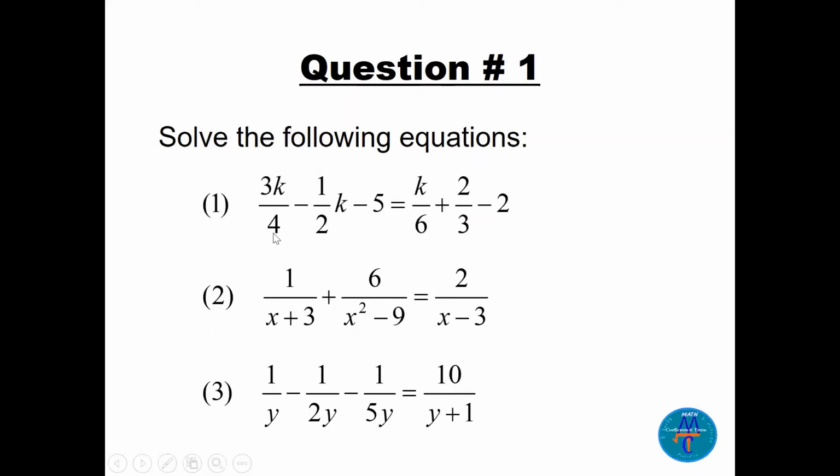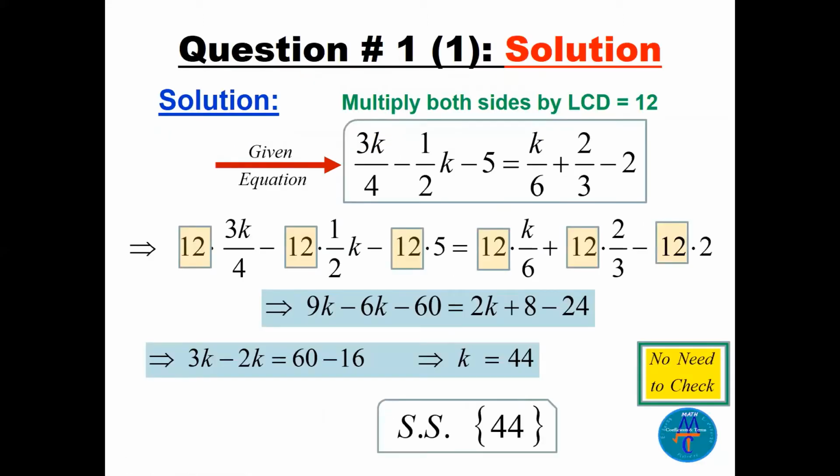So let's see. Look at the first one, second one, the third one. So, nice equations. The first one, we see that the denominators here are constant: 6, 3, 2, 4. Here we have x plus 3. Here we see y, 2y, 5y. See, the first one is different from the last two. The first one, we solve it, and whatever the answer is, it is the correct solution. Here we have to check, and here we have to check simply. Now let's see the first one. No need to check for sure, I told you, because we have in the denominator all constants.